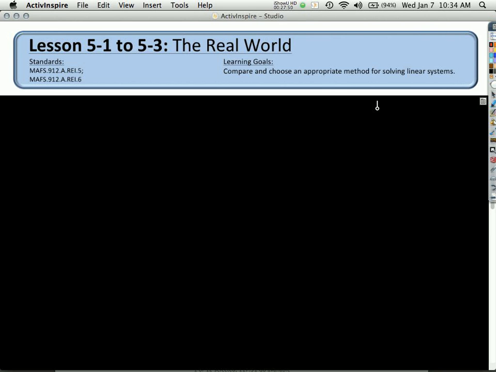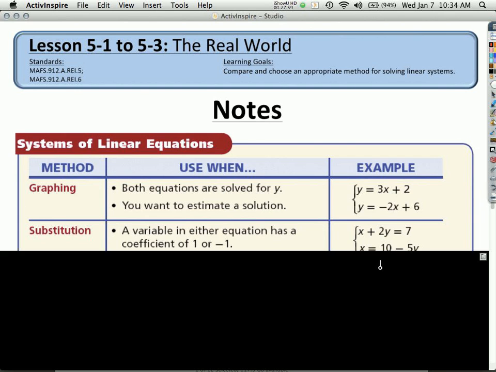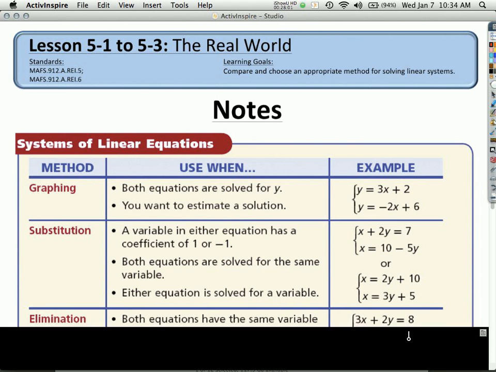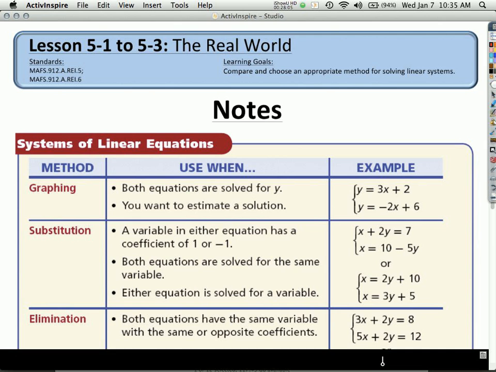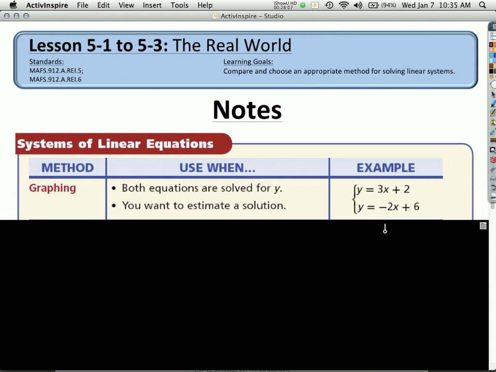So we haven't spent a lot of time doing that, but we're going to spend a lot of time doing it today. Before we get to the real world, let's sum up what we know. So here are all the methods that you've learned: graphing, substitution, and elimination. And you're supposed to be able to pick which one would make the most sense in which situation. So let's talk about graphing.